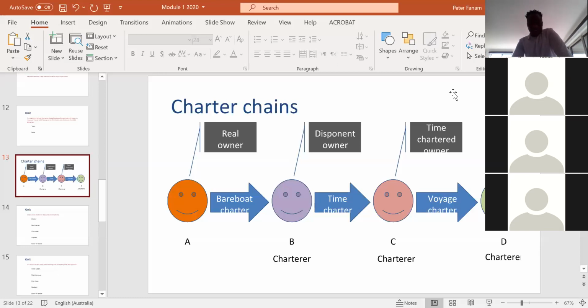Any questions so far regarding this charter chain? Any question? Okay, it seems it's okay.